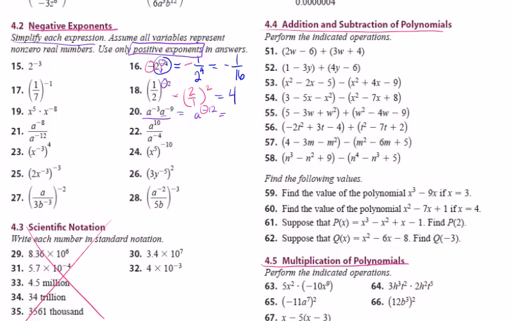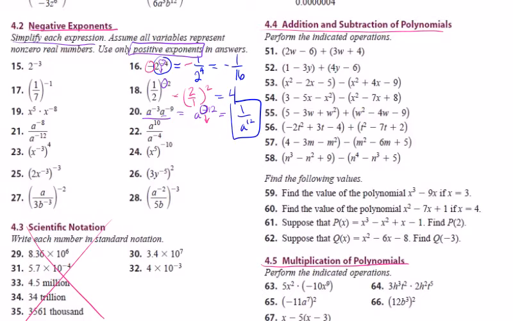Okay, so in this case, to make this exponent positive, I would drop it, and so it becomes 1 over a to the positive 12th. Notice that the negative exponent doesn't change the sign of the number or the variable, it just changes the position of the variable. Okay, number 22.